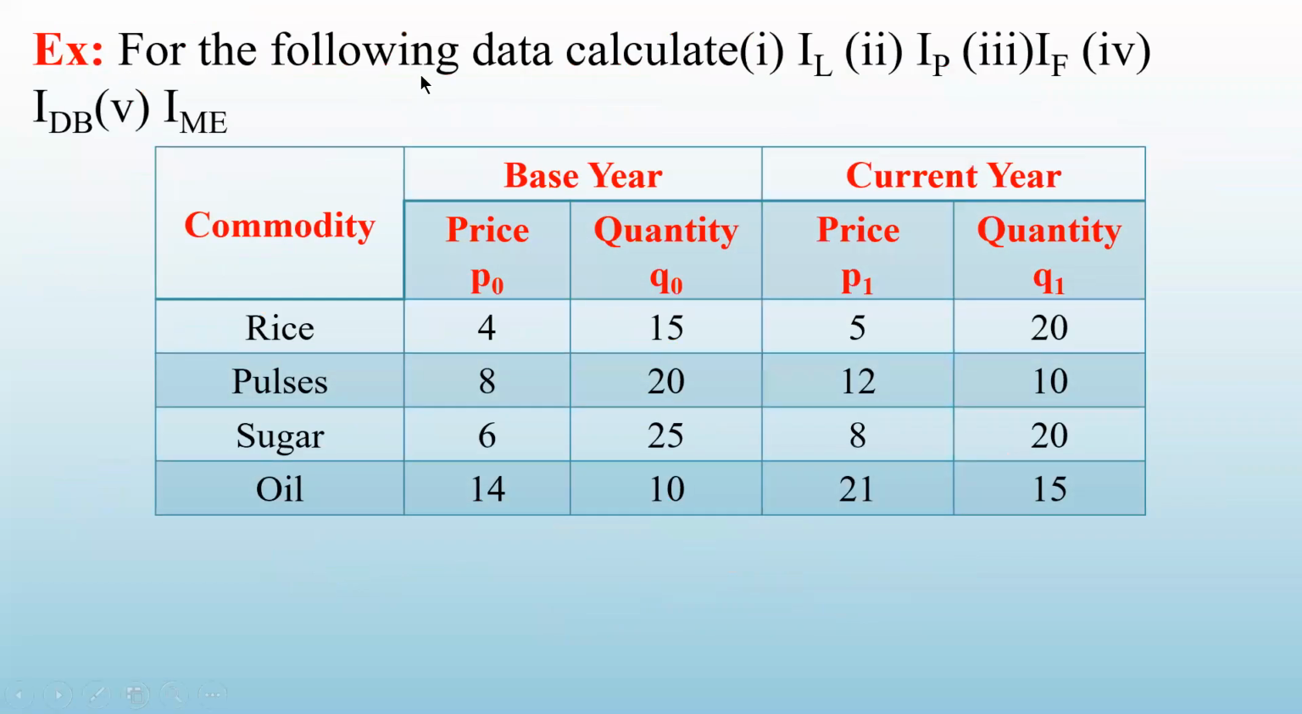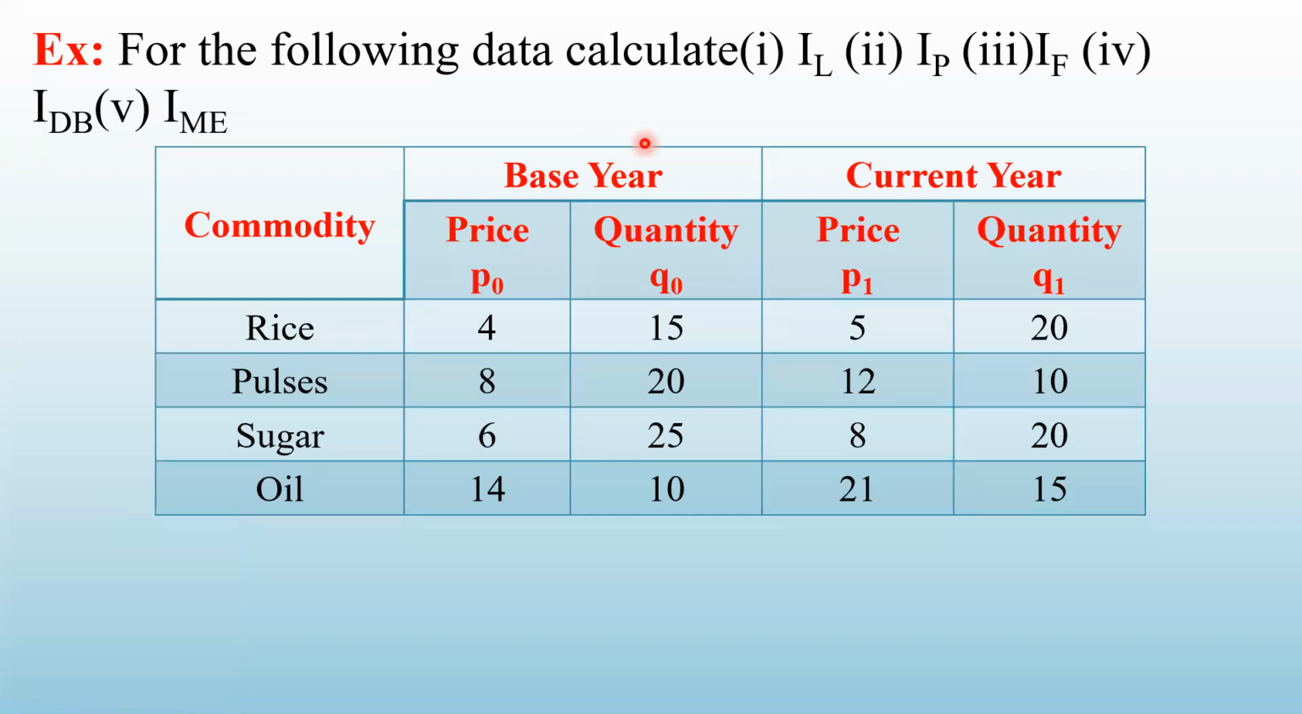For the following data, calculate IL, that is Laspeyres', IP, Paasche's, IF, Fisher's, IDB, that is Dorbish-Bowley's, and the fifth one, the Marshall-Edgeworth index number. Here you are given the data regarding 4 types of commodities: rice, pulses, sugar, and oil. Their prices and quantity in the base year and in the current year is given to you.